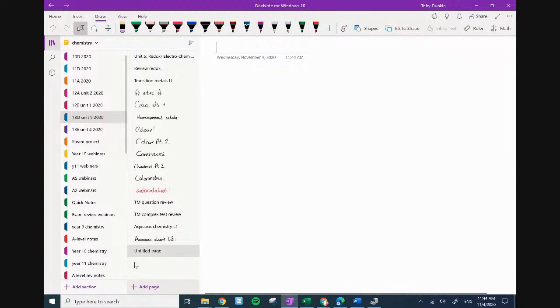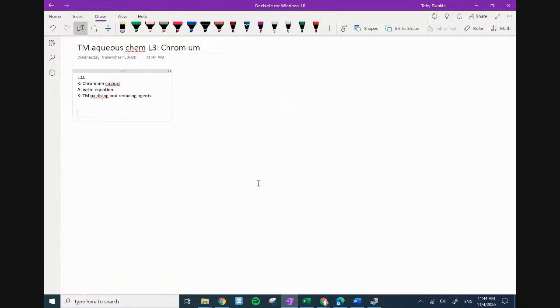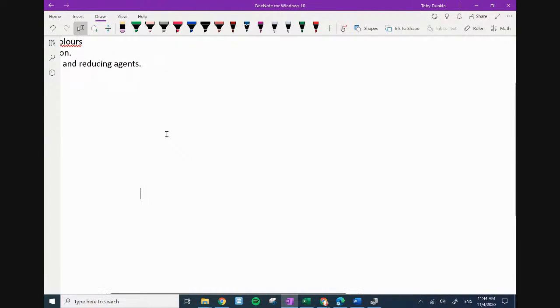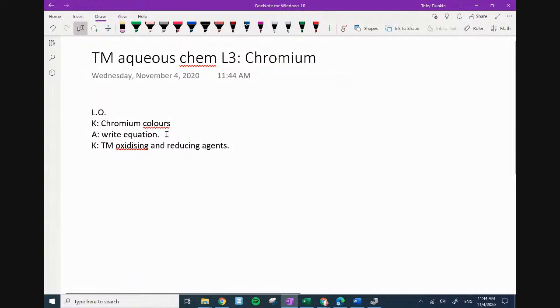So we've now got transition metal aqueous chemistry. Just let me write there. Oh, it's not letting me write there. Ah, there we go. TM aqueous chem, lesson 3, chromium. Sorry, guys, not as set up as I'd like to have been. Right, so 3 learning objectives, guys.